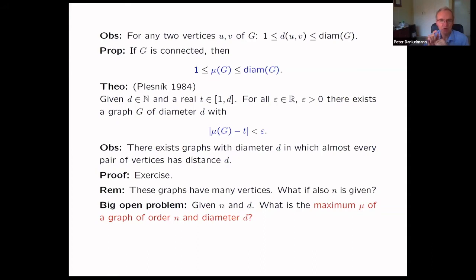If we say we know about our graph not just the diameter, but we also know the number of vertices, then things get incredibly, well, infinitely more difficult. And that's a big open problem that Plesnik raised in his paper in 1984. If you know the order and the diameter of a graph, what is the largest possible value of the average distance you can get? And that's a big open problem. To be precise, this problem is still open and people have thought about it.